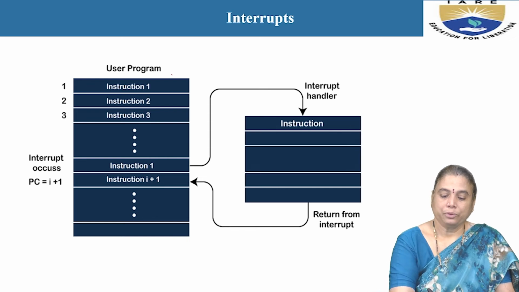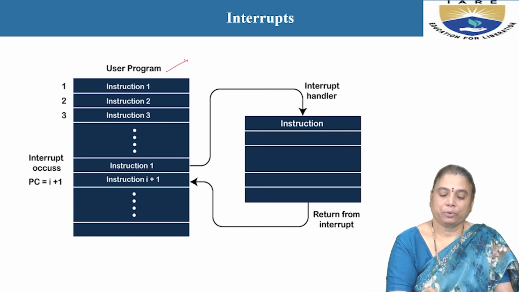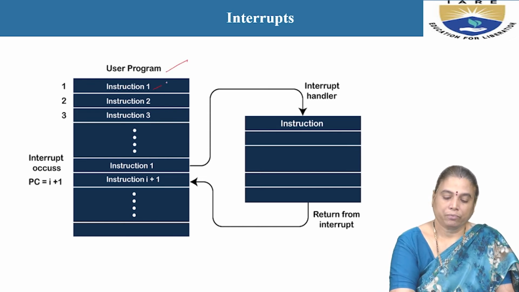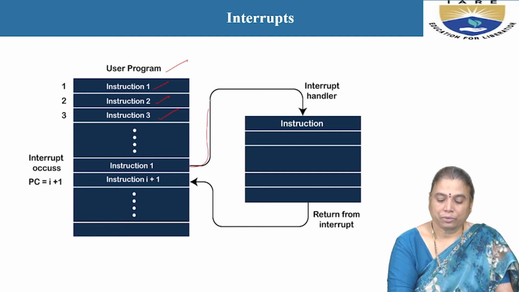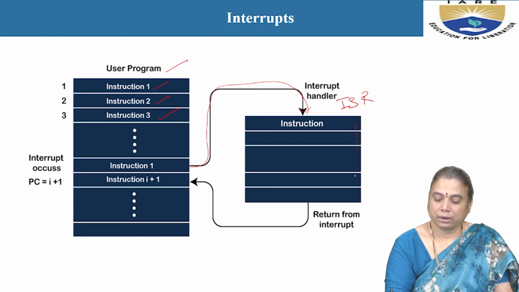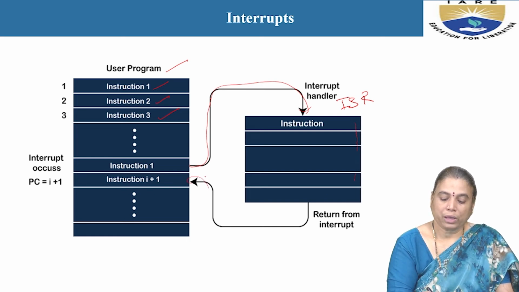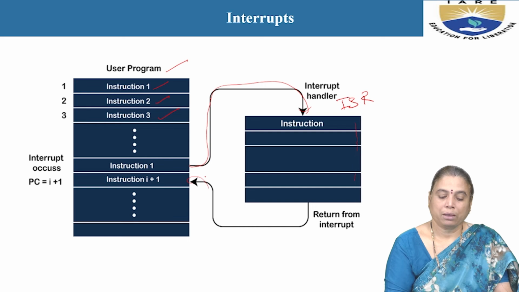So here is the user program. This user program consists of instruction 1, instruction 2, instruction 3. Like this, the instructions are placed. So if at all an interrupt occurs, then it has to move to the interrupt handler through the interrupt service routine. And the interrupt service routine can be executed until it encounters the return. It has to move to the next instruction of the user program and resume its execution.